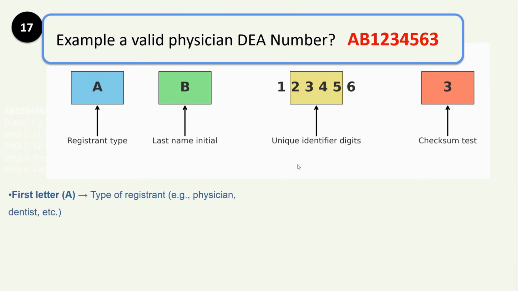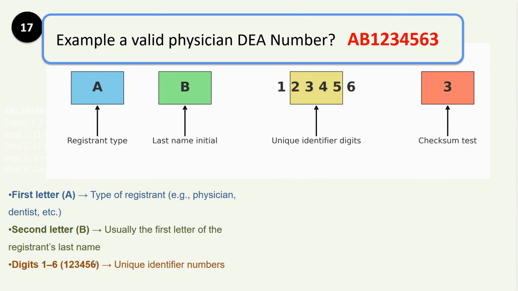or other professionals. So here, for example, this is an example of a DEA number that has two letters. For example, letter A refers to the physician or dentist. That is a type of registrant type. And the second letter would be the last name initial of the prescriber. And then digits 1 to 6 are unique identifier numbers, whereas the last digit is the checksum.